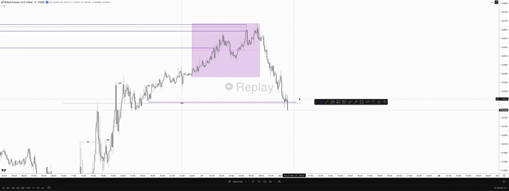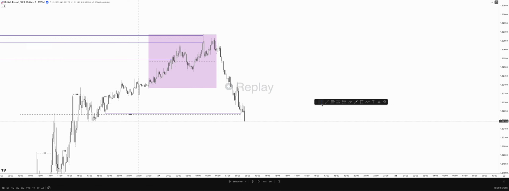Okay, so now price has moved to the downside, and we want to be looking at, have we been creating liquidity to the upside in this down leg? And you can see we get a body break here.